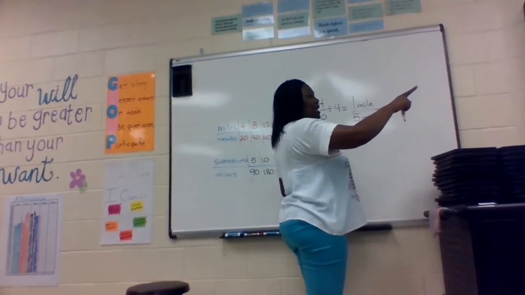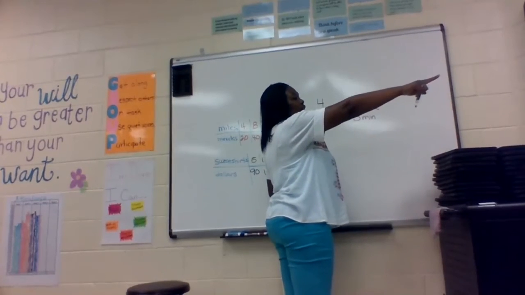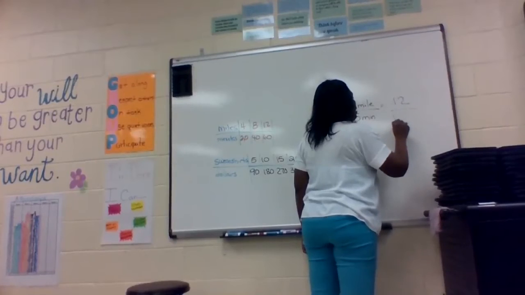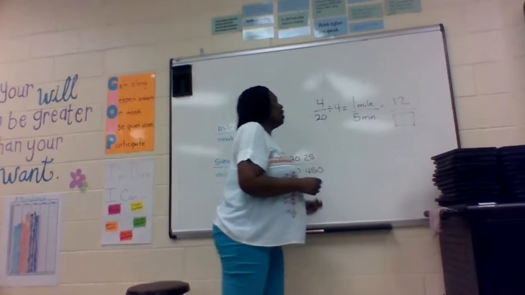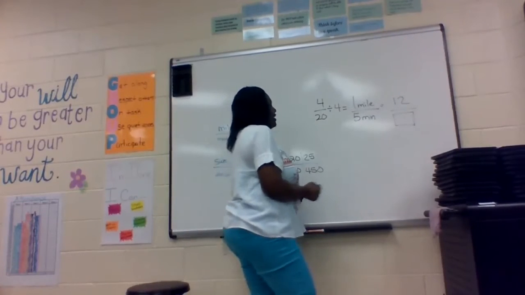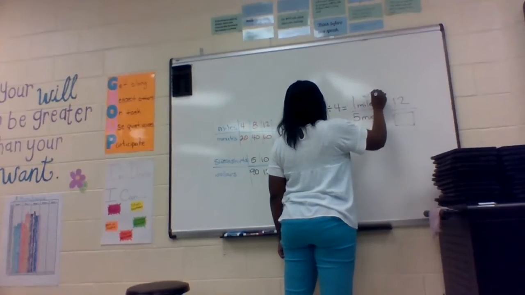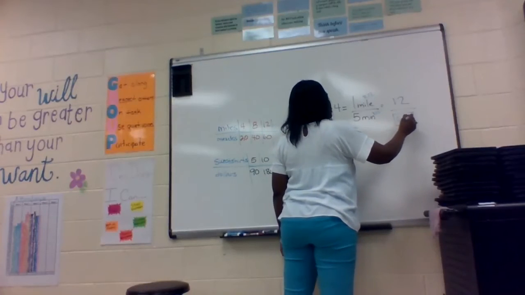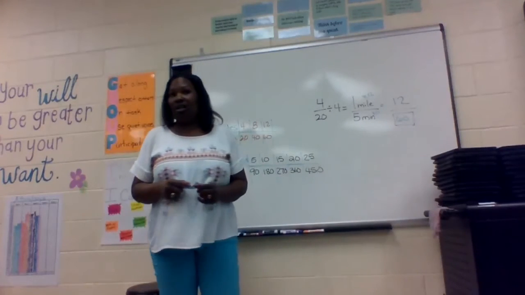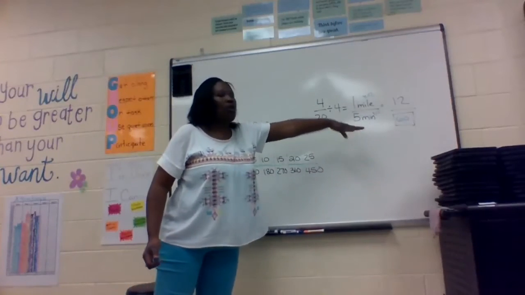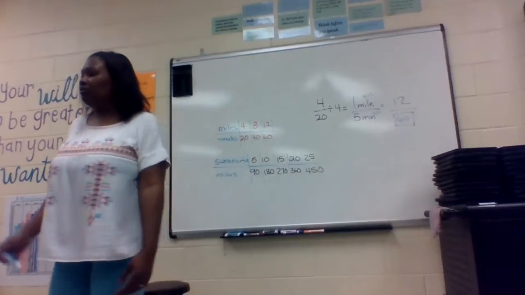And then it says, how long will it take him to go 12 miles? So I'm going to put 12 here, and I'm going to find this. All right, how do we go from 1 to 12? Multiply by 12. And 5 times 12 is what? 60. So you see how you can find the same answer by doing it different ways? You can do this table, or you can do a proportion. You can set it up like a proportion.